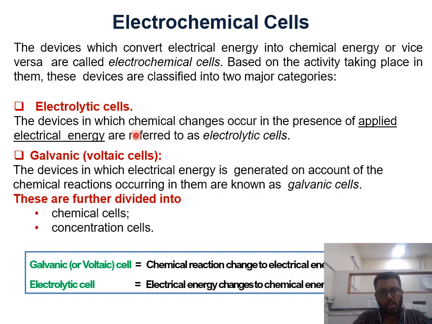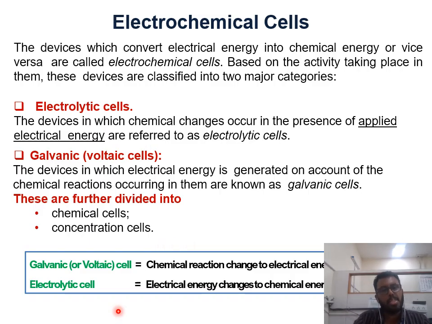For instance, in an electrolytic cell, chemical changes always occur when you supply electrical energy. So you supply electrical energy and you initiate some chemical changes. For example, you supply electrical energy, initiate the water dissociation process, and split water into hydrogen and oxygen. That splitting is done with the help of electrical energy, so that is called an electrolytic cell. Whereas galvanic cells are also called voltaic cells. Here the electrical energy is generated on account of the chemical reactions occurring in them. It can be a chemical cell or a concentration cell.